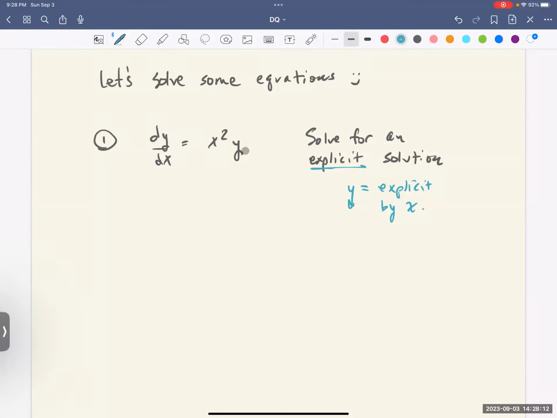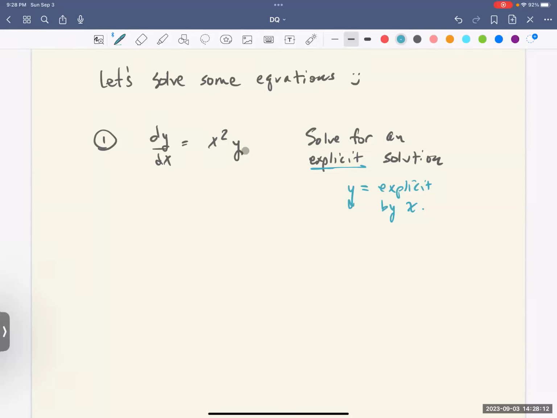Yes, and here at the end, this is our explicit solution by x. It's y equals stuff with x.